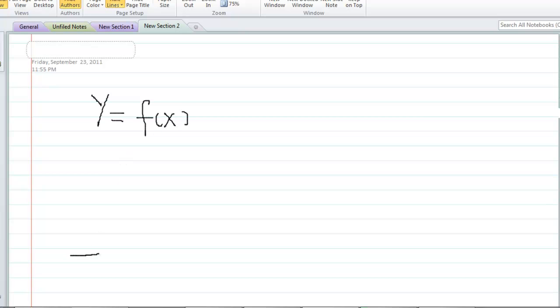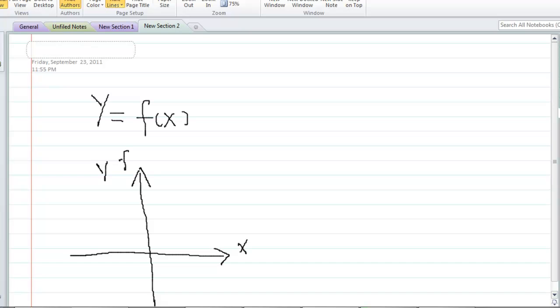We have this x-axis. Excuse my drawing. This pad is really hard to work with, actually. Alright, so this one is called the x-axis, and this one is called the y-axis, which is our f(x). Okay, so I have a function, for example, that looks like this.